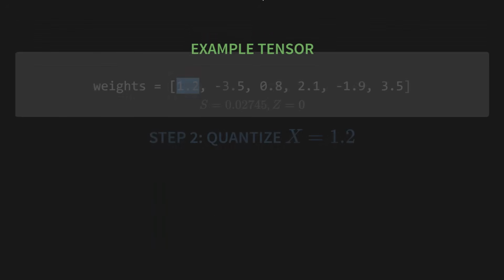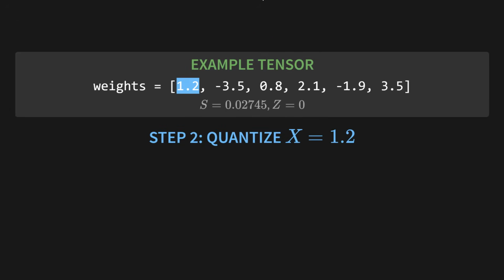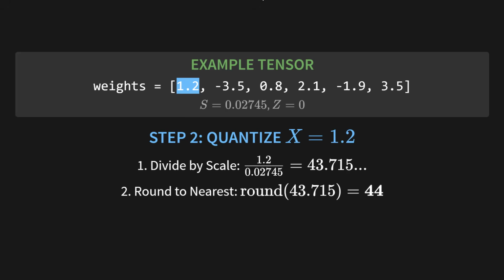Okay, step 2. Let's quantize the first value in our tensor, x equals 1.2. We'll use our scale, s, and a 0 point of 0 since we're doing symmetric quantization. Let's follow the formula. First, we divide x by the scale. 1.2 divided by 0.02745 is about 43.715. Second, we round that to the nearest integer. The round of 43.715 is 44. That's it. The float value 1.2 is now represented by the int8 integer 44.